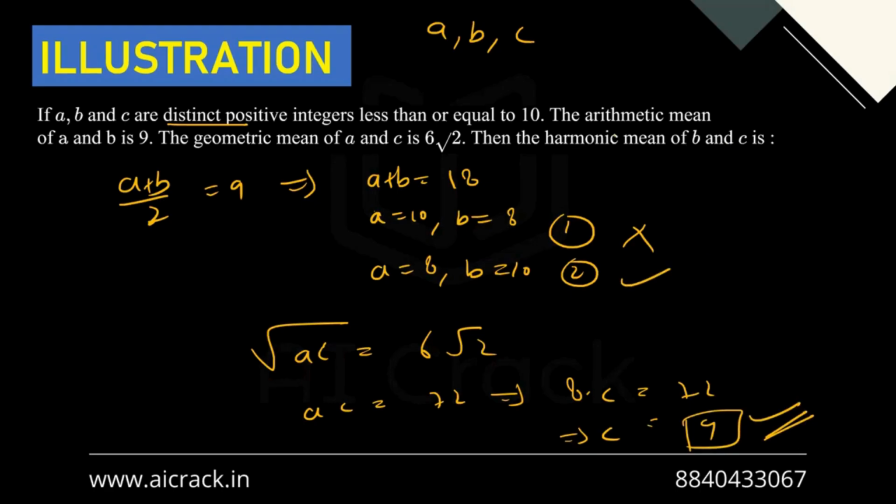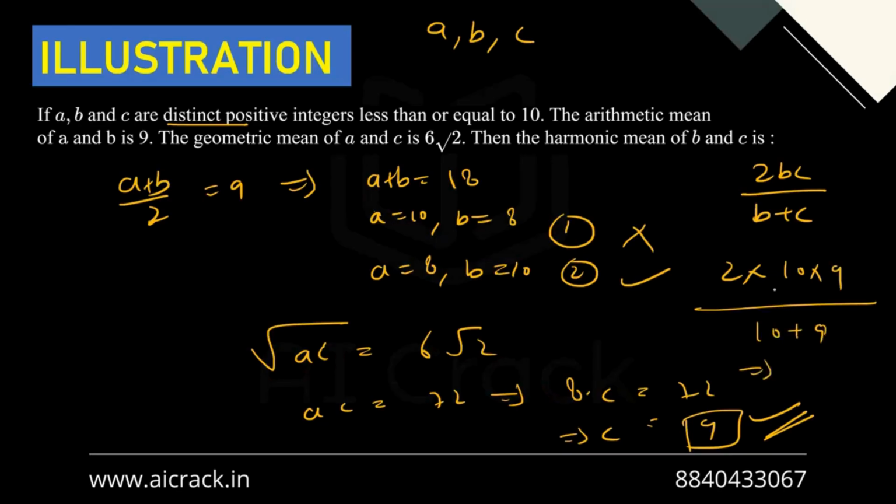Now we have to find the harmonic mean between b and c. That would be 2bc upon (b plus c). Here b is 10 and c is 9, so 2 times 10 times 9, divided by b plus c, that is 10 plus 9, which is 19. So that gives us 180 upon 19. You can back check the calculations again.